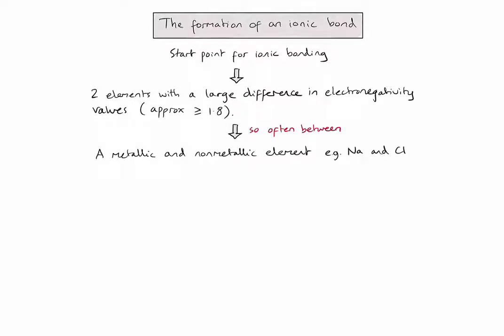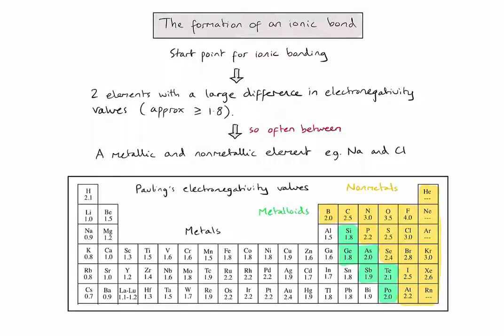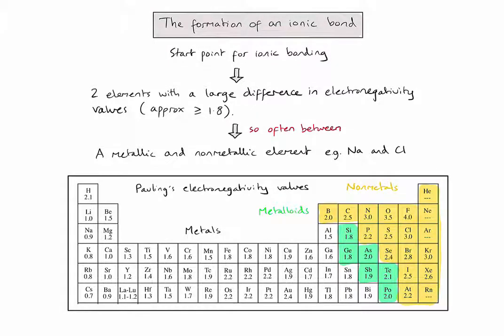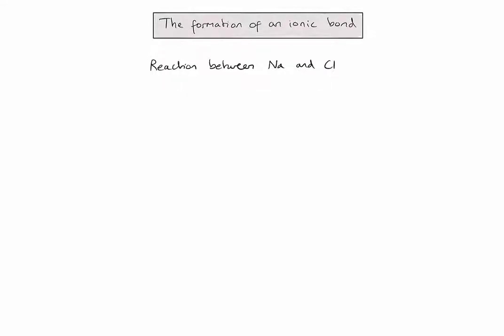Well, if I look at the Pauling electronegativity values in the data booklet, I can see that the metals on the left-hand side tend to have quite low electronegativity values, whereas the non-metals on the right tend to have high electronegativity values. So let's consider the formation of an ionic bond between sodium and chlorine. When considering the reaction between sodium and chlorine, we should also remember that we're actually dealing with a large number of both atoms in a lump of sodium metal and in chlorine gas.